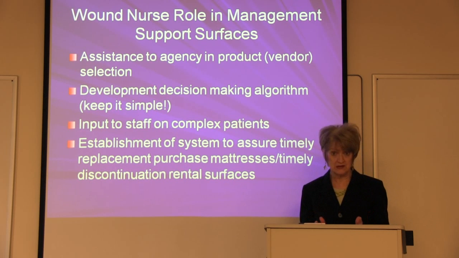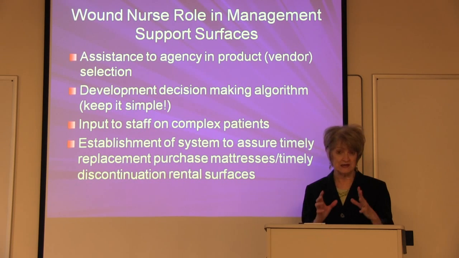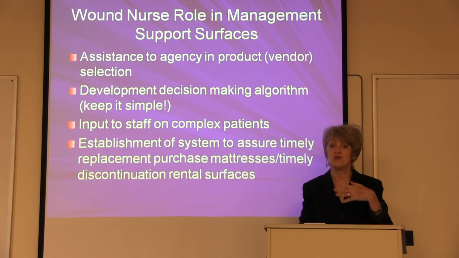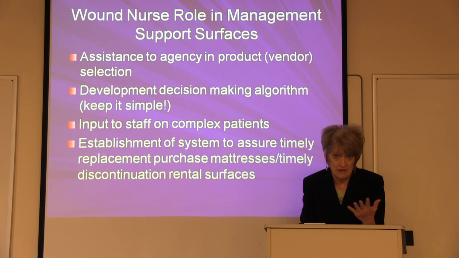A very important responsibility is development or updates on a decision tree or algorithm for bed selection. Now, first of all, you want to limit how many products people are having to choose between. For those of you in an acute care setting where this is usually the biggest issue, hopefully you have pressure redistribution mattresses on all of your beds so that every patient gets basic pressure redistribution. Then what else do you need?